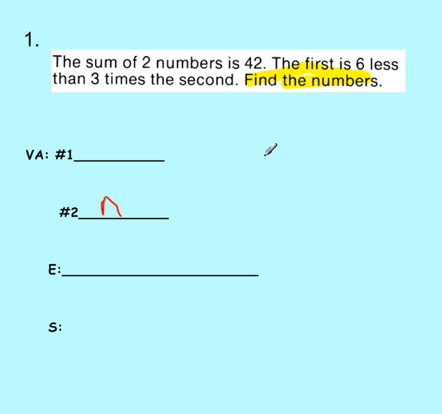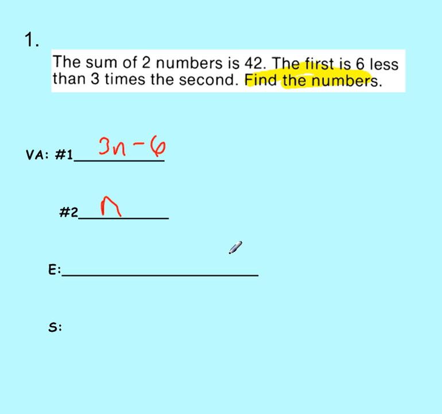Now, to get my first variable assignment, it says the first is 6 less than 3 times the second. So we're going to do 3 times the second, so that's going to be 3n, and then 6 less, minus 6. Now I have both of my variables. Remember, we can only use one variable, one letter. We can't do multiple letters and be able to solve these.